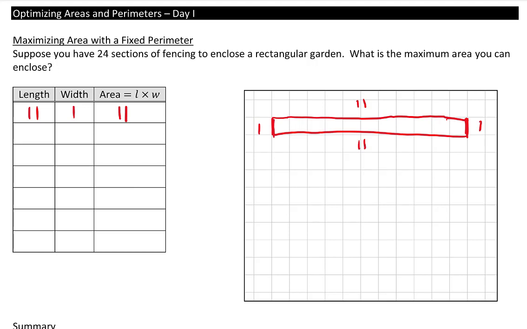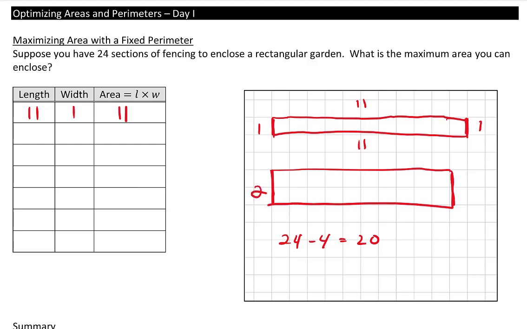Let's look at the next set of dimensions. Let's say now we go 2 units wide. So again, we have 24. We need 2 units on the left, 2 units on the right. So that means we're going to take away 4, which means we're left with 20. So this has to be 10 units in length. So that would go to here. There's 10. So what we have is 2 wide, 10 for our length, which adds up to 24. So this is 10 by 2, which tells us we have an area of 20, which is larger than 11.